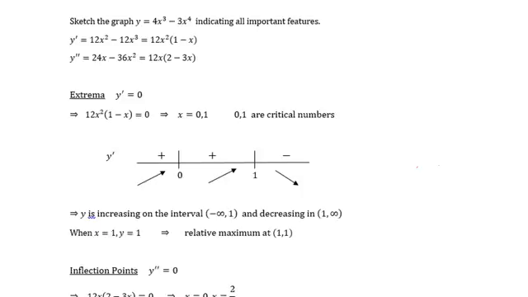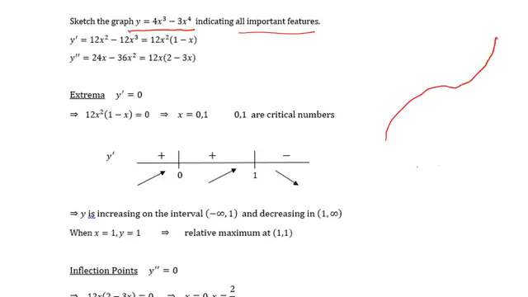Hi, here's a question on curve sketching, and you're asked to sketch the graph of a polynomial, and you're asked to indicate all important features. The polynomial we have is simply y equals 4x cubed minus 3x to the power of 4. The important features are typically extrema, the high points and low points on the graph, inflection points, the points where concavity changes from up to down, like for example, concave down to concave up, and intercepts.